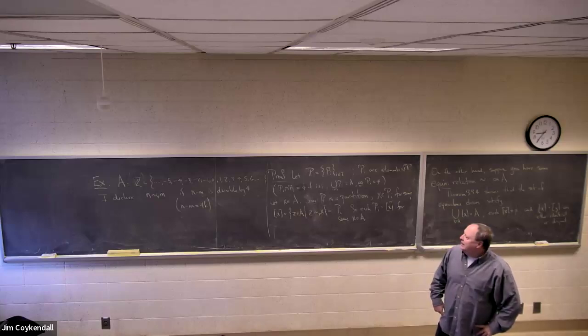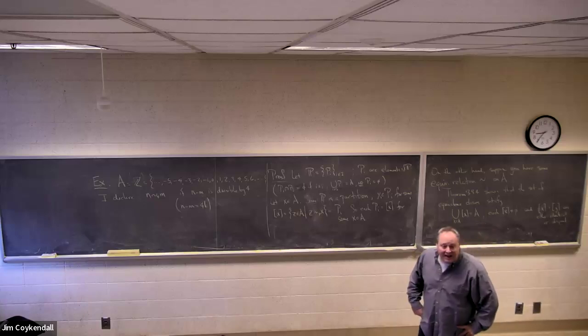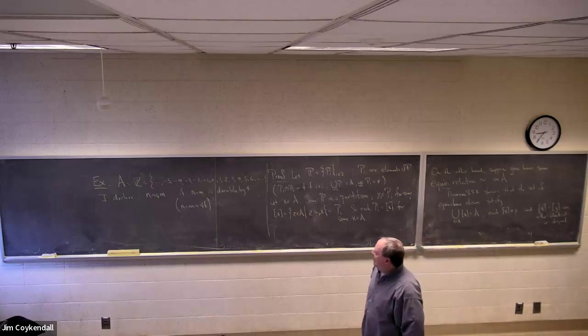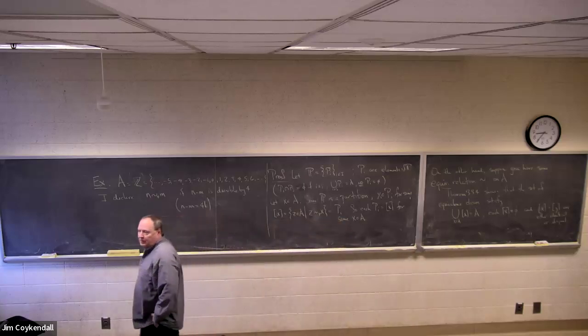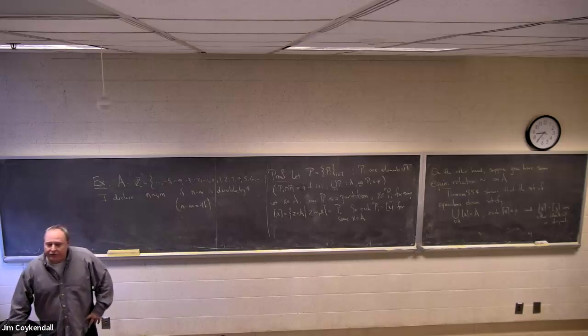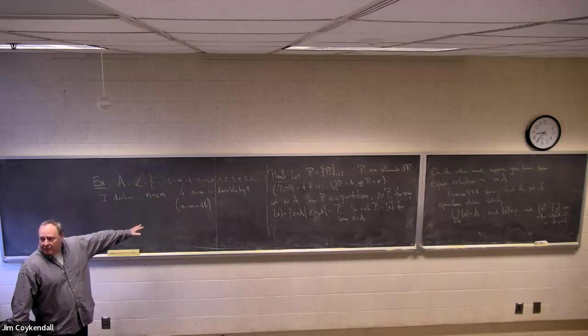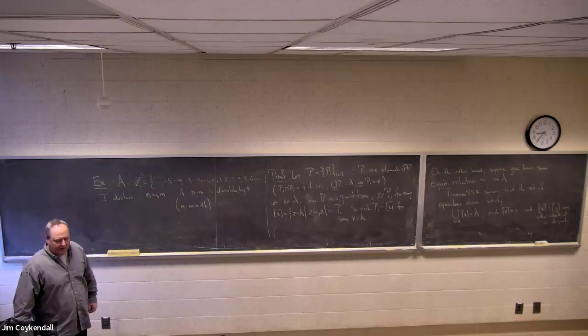Suppose n is related to m and m is related to j. That means n minus m is a multiple of 4, and m minus j is a multiple of 4. Add them up: n minus j is a multiple of 4. So, is everybody comfortable with this being an equivalence relation?